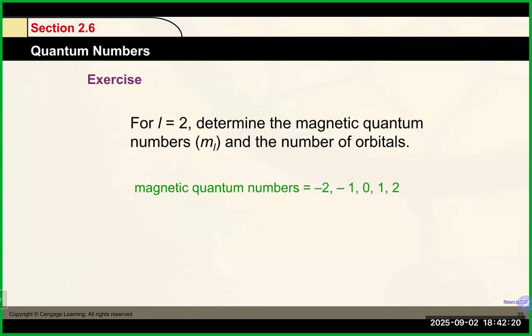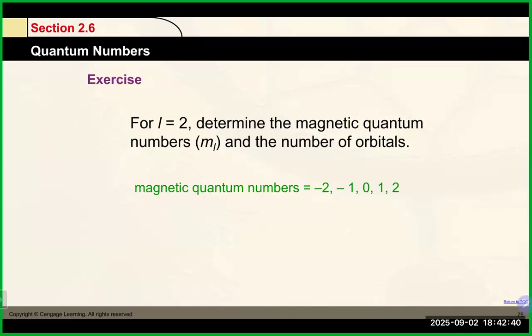Now we also came across this one as well, for L is equal to 2. Remember, for every value of L you have an individual run of M sub L values, which really represents the orientation of those orbitals in three-dimensional space, but it also tells you how many individual orbitals you have going on there.